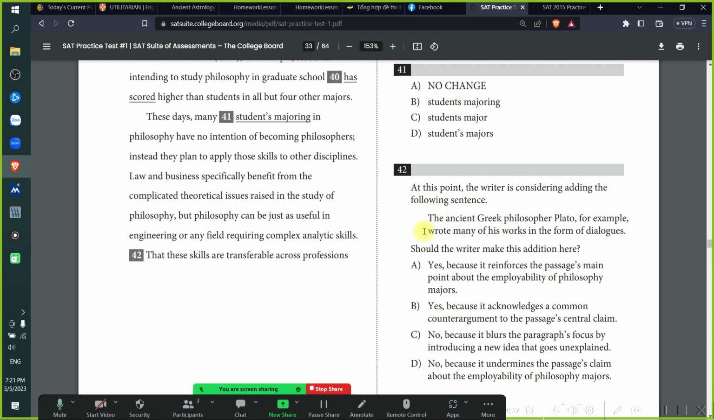So it's not related to this one. So should not add it there because it blurs the paragraph focus by introducing a new idea that goes unexplained.